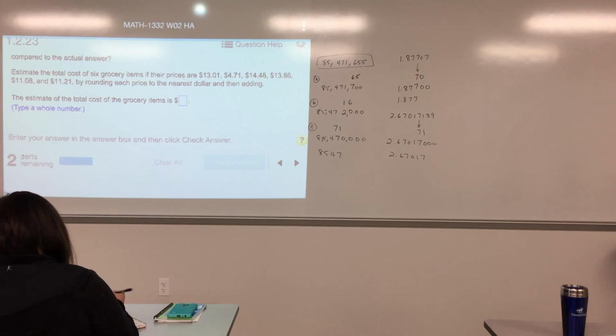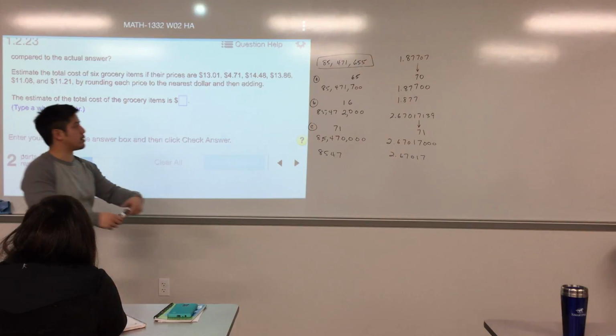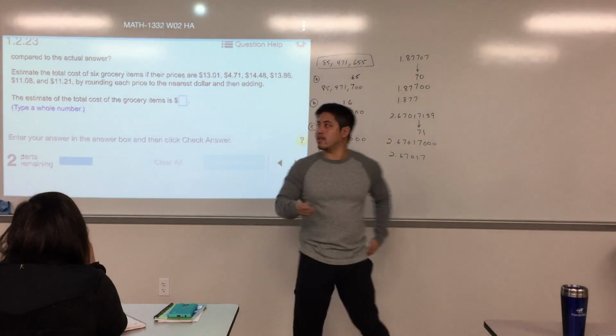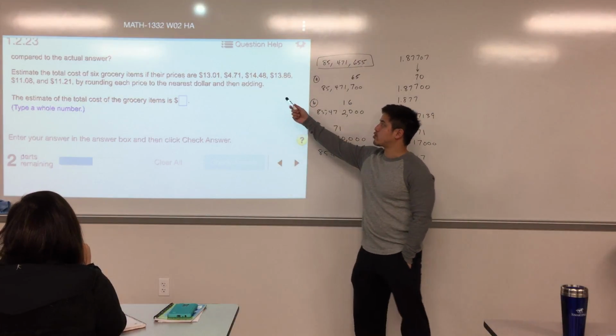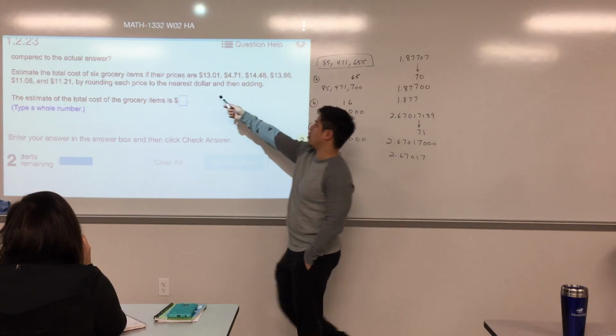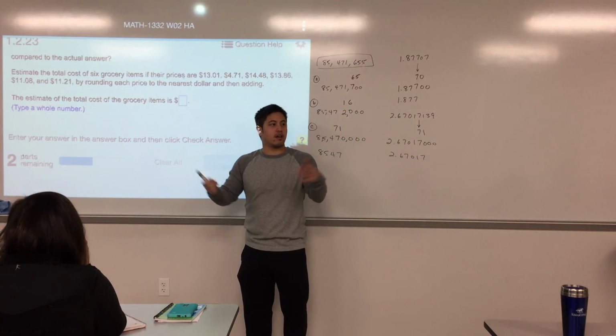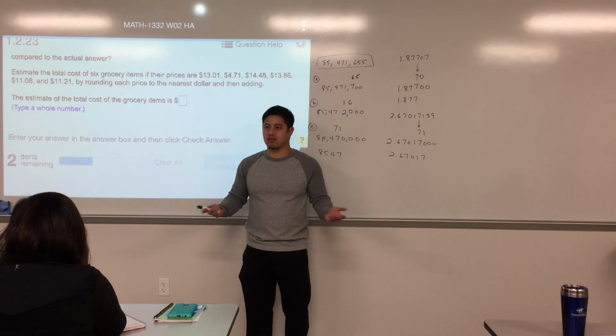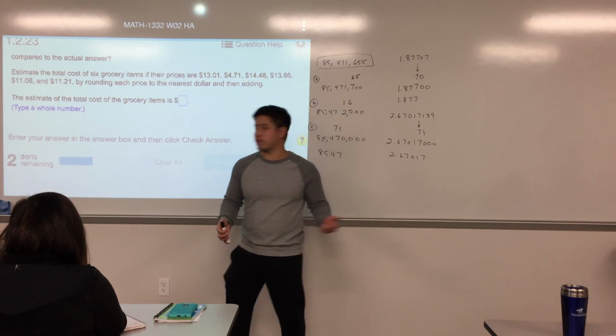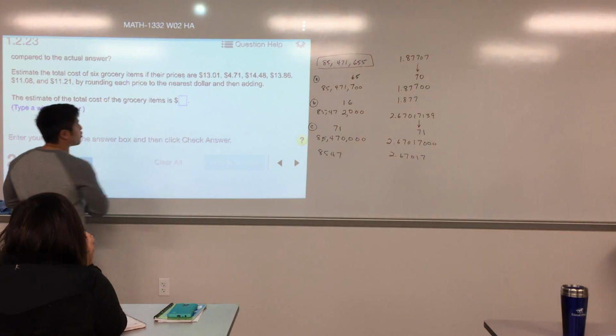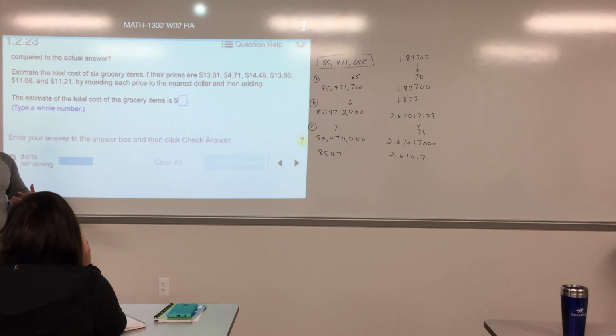Okay, so same concept, but we're doing it with groceries. We're not going to do this probably. Okay, so I'm going to skip it, but I want to show you that we need to estimate grocery prices to the nearest dollar, and then find our total. That's exactly what we've been doing, isn't it? Not a big deal. And then, of course, they're going to ask you for the exact amount. And that's all. Okay? So moving along.